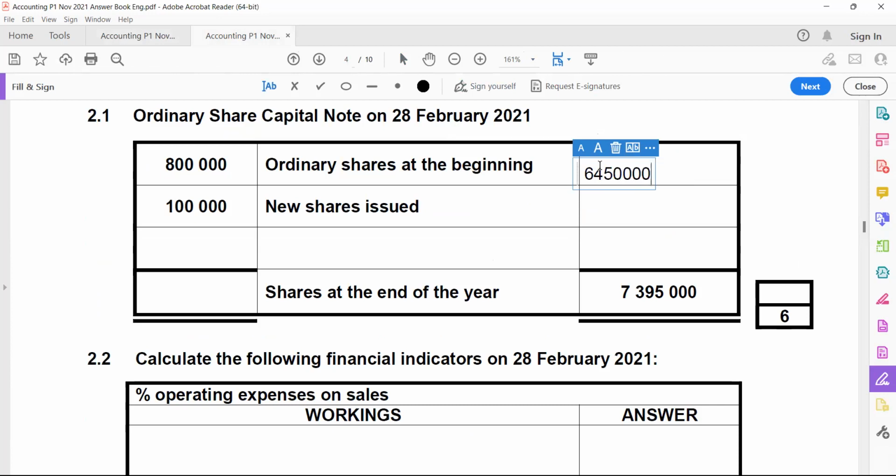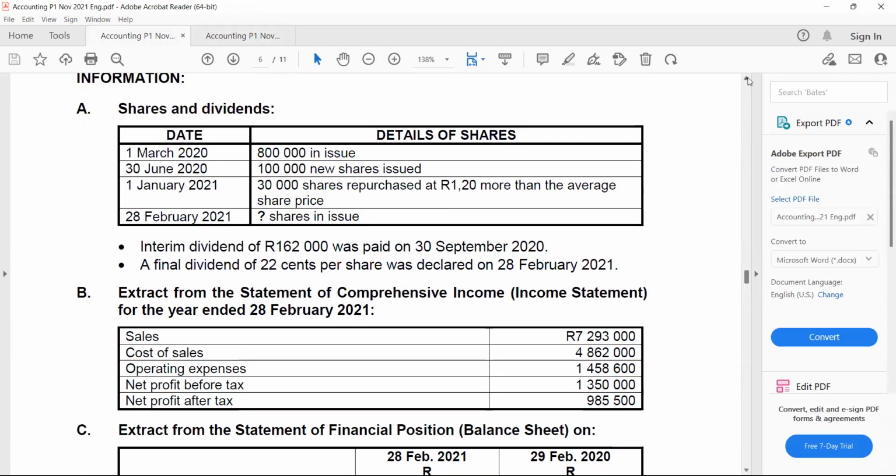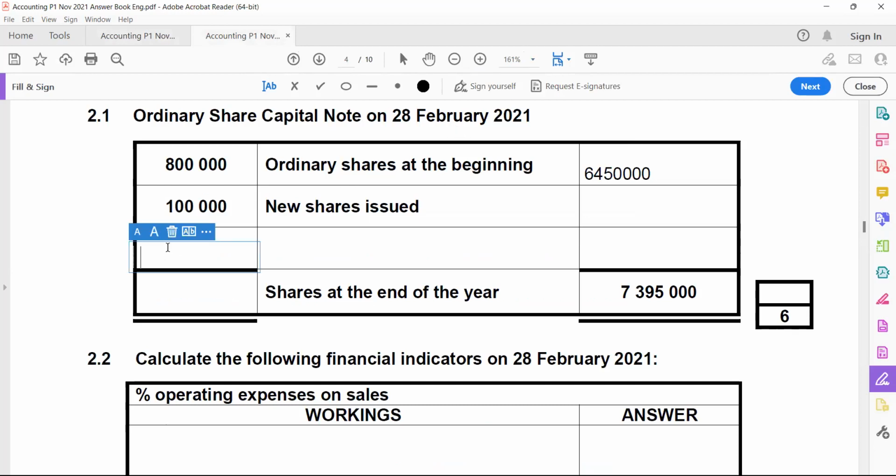Then there was an issue of 100,000 shares. We don't know the rand value, okay? So I'm just going to continue because I don't have anything very clear that tells me what the value is. Then on 1st January 2021, we bought back 30,000 shares. So I'm going to put here negative 30,000. And immediately we can do the calculation for the closing balance, which will be 870,000 shares. And we have the closing balance of new share capital.